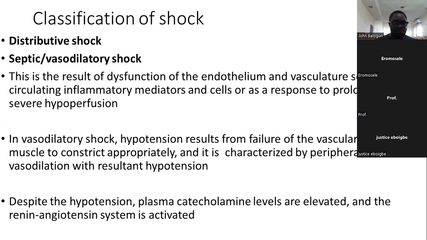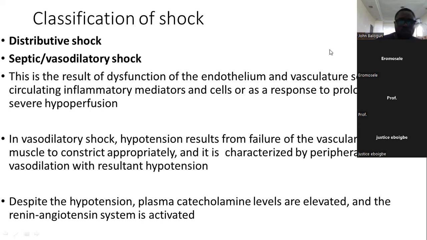Are we communicating? I want to be sure I'm communicating. Are we communicating? Yes, sir. Okay, so like I said again, for distributive shock, what is causing the loss of tone is what is responsible for the distributive shock.